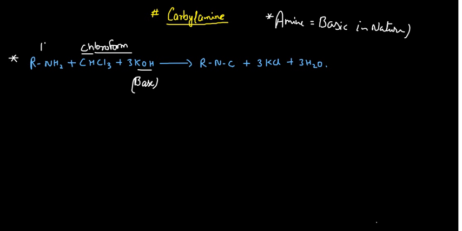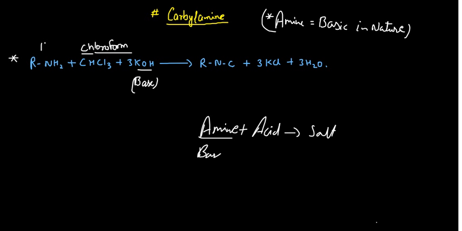So when amines are basic in nature, we can also say one more thing: whenever we add an amine with an acid, we are going to get a salt, because the nature of the amine is basic. So basic plus acidic gives us salt. So now we know about these things.